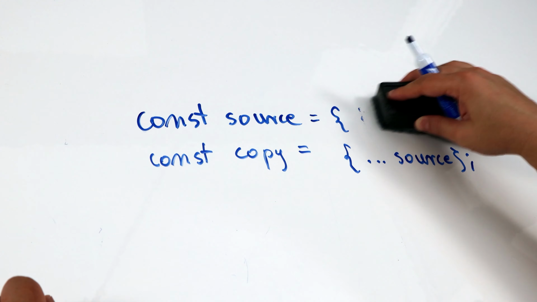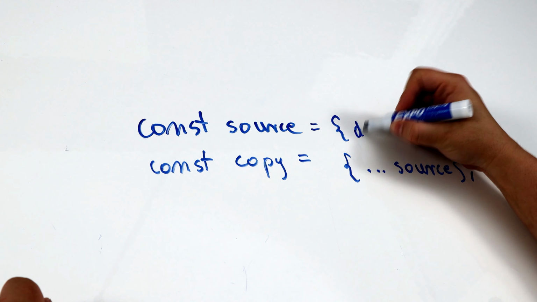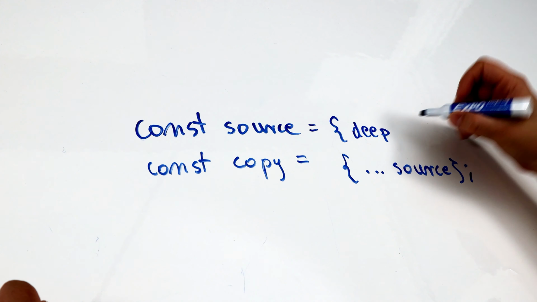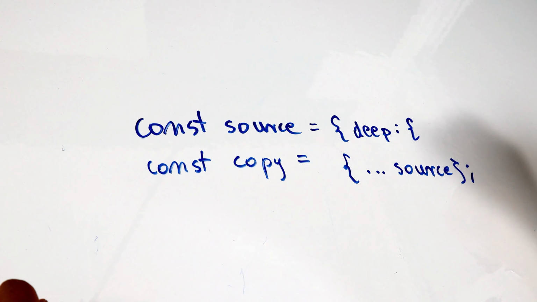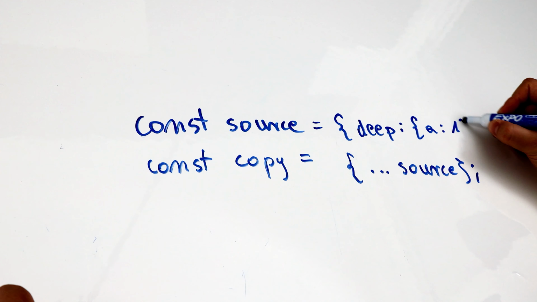This means that if a property is an object or an array, the value of it is not copied but rather passed as a reference. Deep changes in the copy object would change the source object as well. To illustrate how this would work, let me change my example right now. I'm gonna add a property that is an object. Let's say it's deep, that is an object that has property a that equals 1.